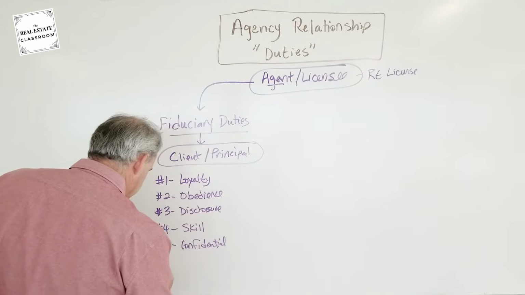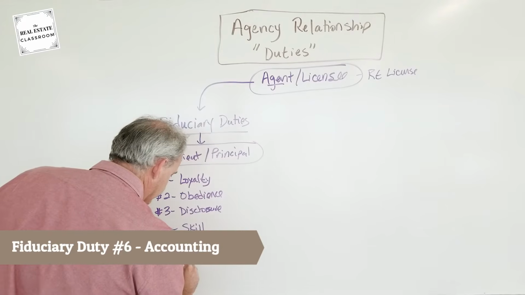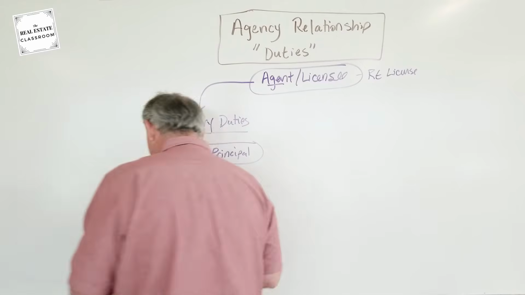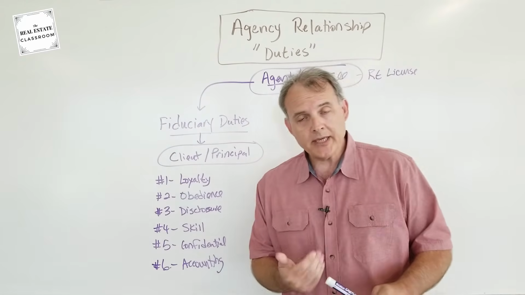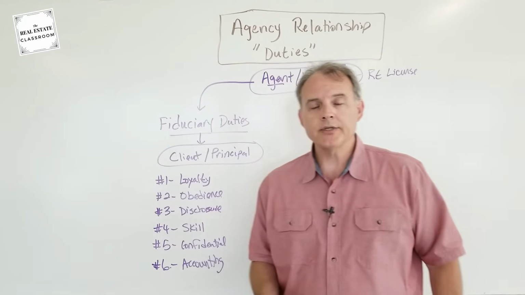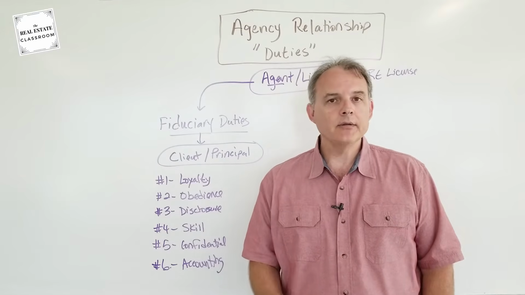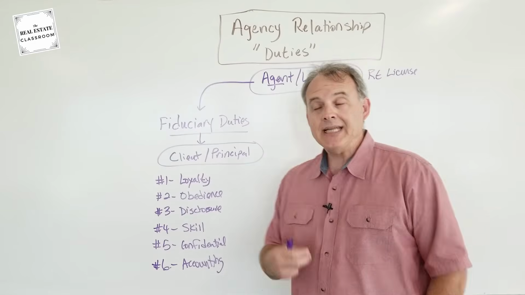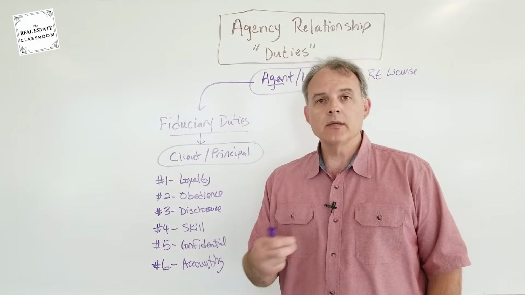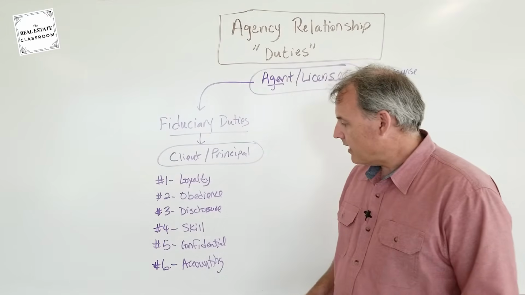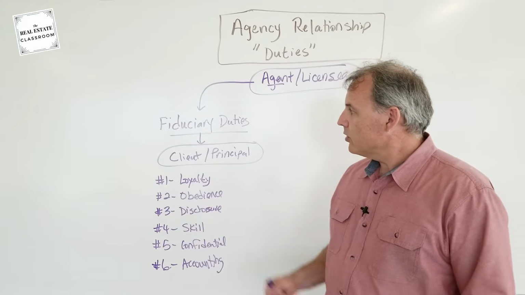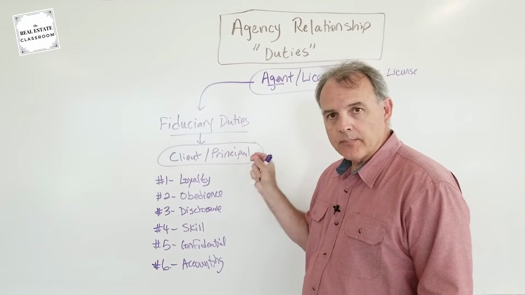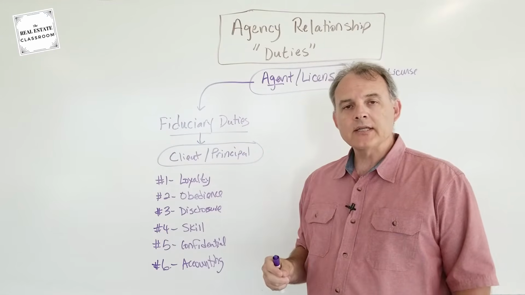Number 6, and the last one here, is accounting. I have to account for any monies or anything like that or sensitive information even that comes into my possession. So things like earnest money, security deposits, rent money, those type of things. I'd have to adhere to state law and processes and account for all that money in a lawful way. So those are the fiduciary duties that I owe my client or principal in a real estate transaction.